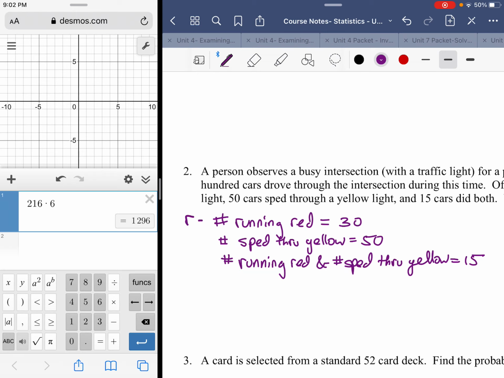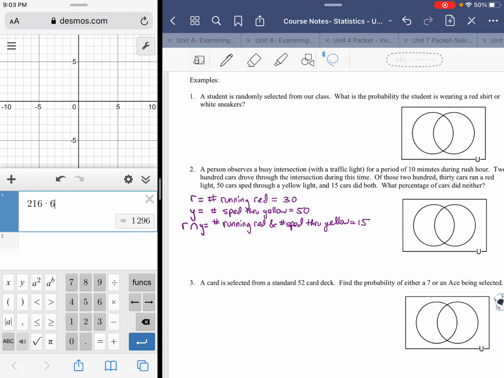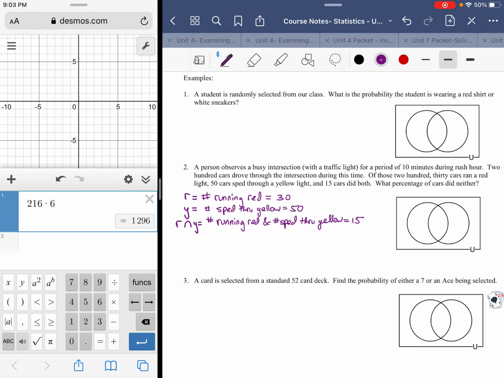All right, so we'll get this in the proper notation here. We'll call this R for red, Y for yellow, and this is an AND situation, so it's intersection. So we have kind of the makings of a Venn diagram. So R, Y, and this would be my R intersection Y. That's the overlap between the two.